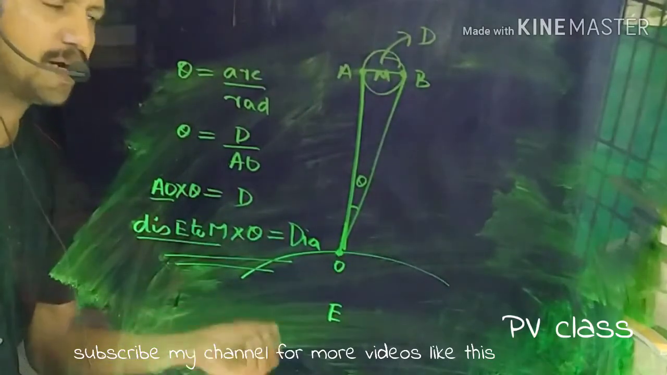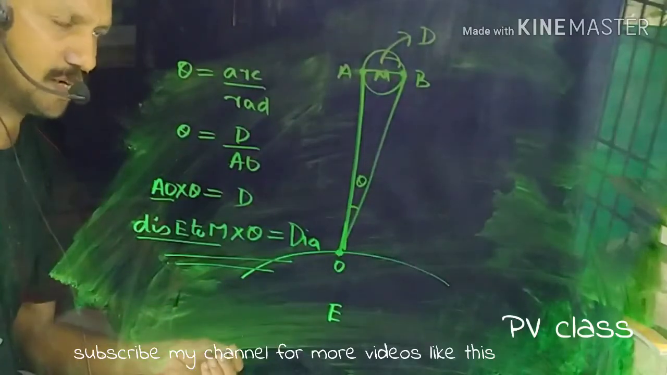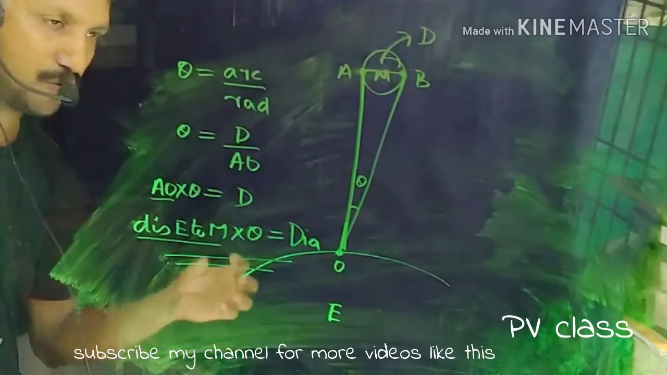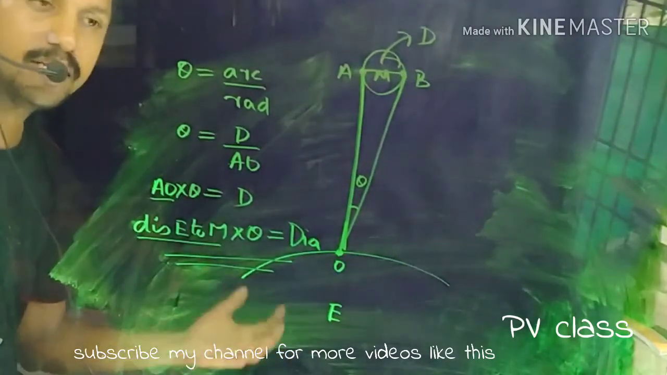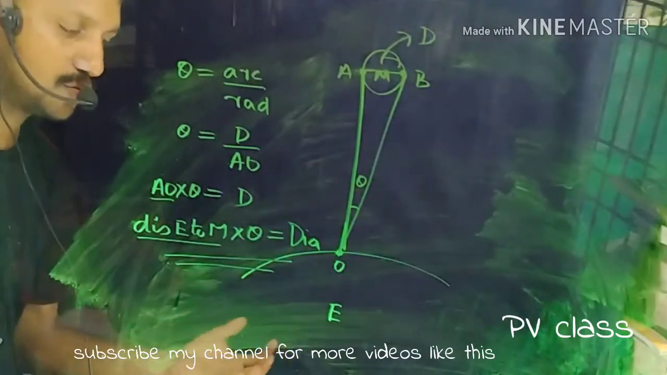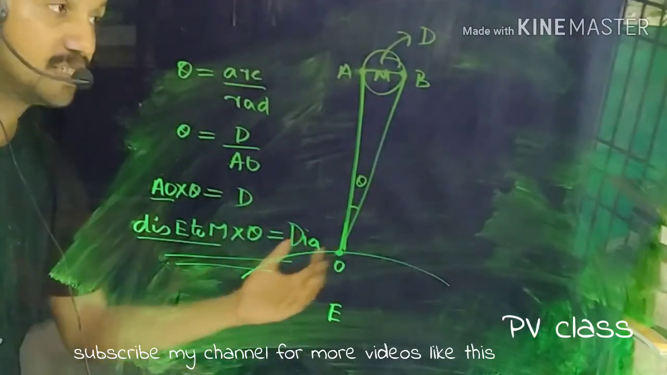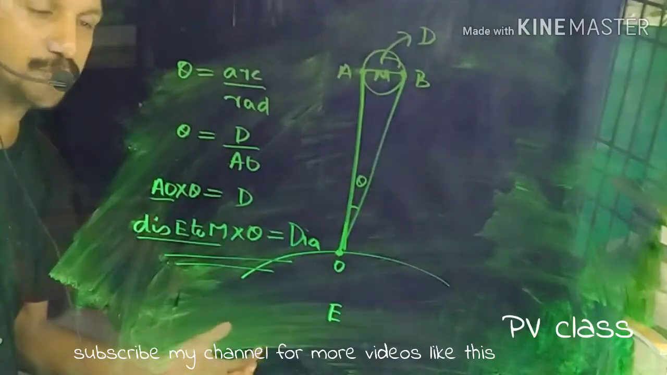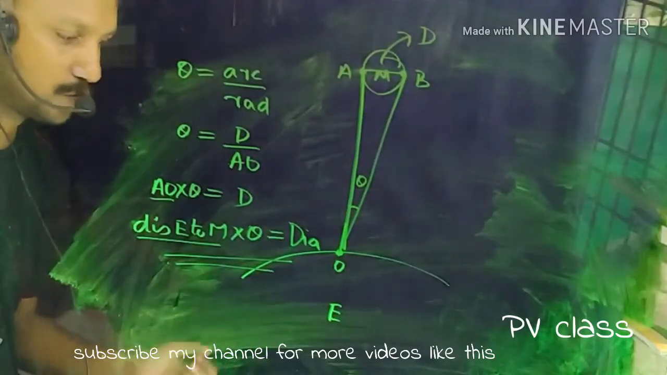We could use this parallax method to find the diameter of the moon, the diameter of the sun, or the diameter of any heavenly body. This is one method for finding distances where direct measurement is not possible. Hope you have understood this.